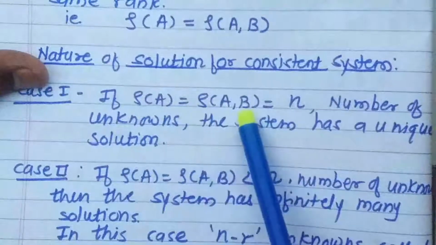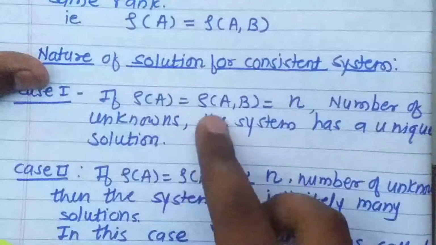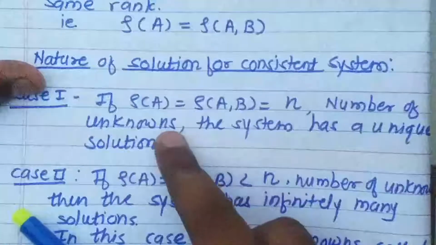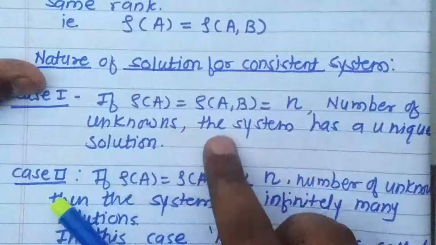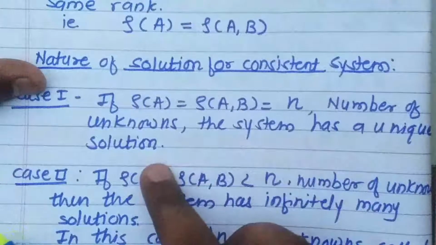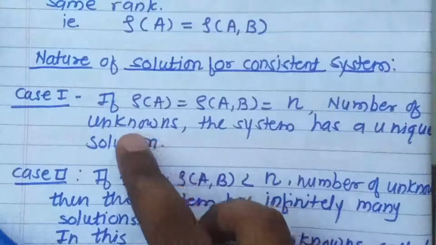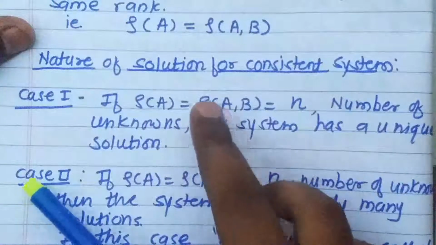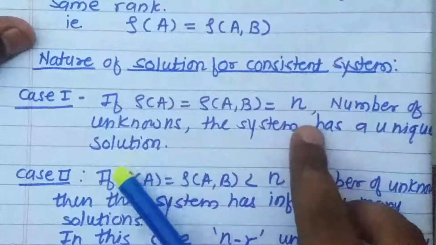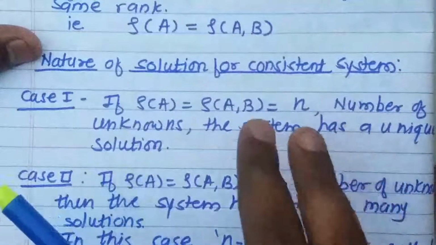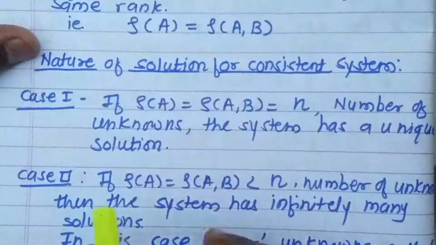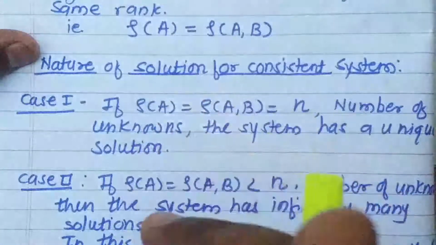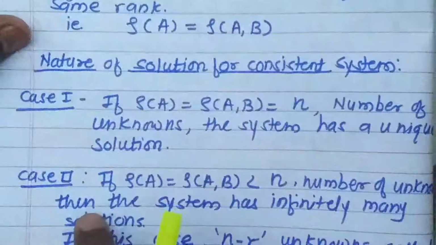If the rank of A equals the rank of [A, b], then it will be consistent. And if that rank is equal to n, where n is the number of unknowns of the system, then the system has a unique solution. This is a very important line. Whatever rank you get for A and [A, b], if that rank is equal to the number of unknowns of the given system, then we get a unique solution. Unique solution means whatever unknowns you have, x1, x2, ..., xn, all the unknowns will have only one, single value.